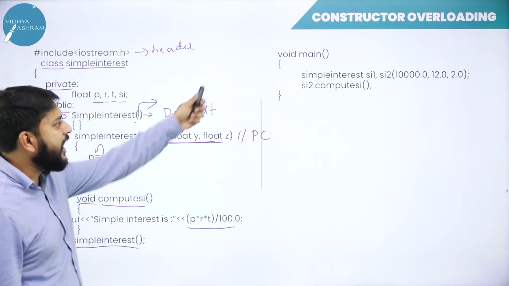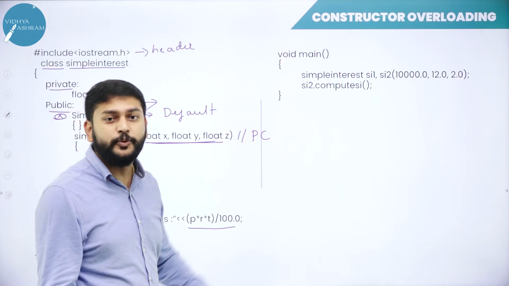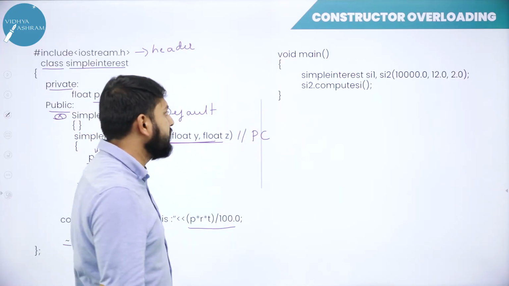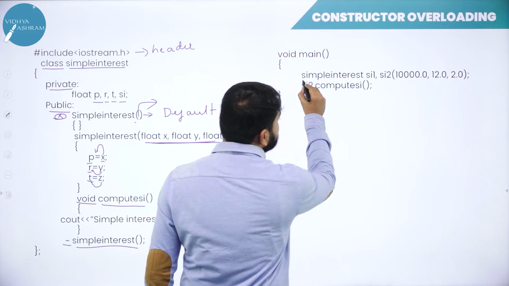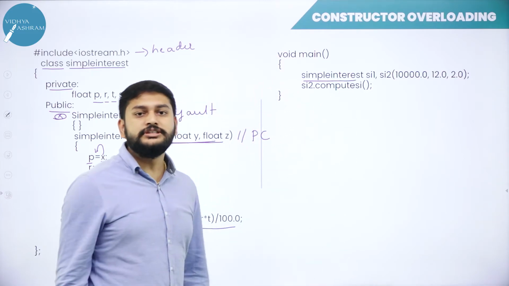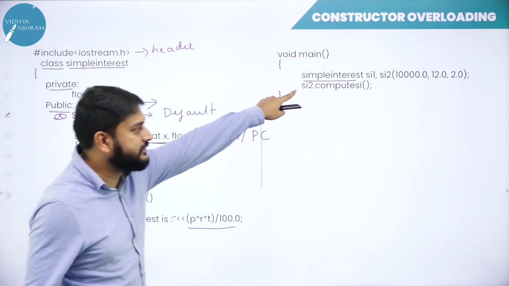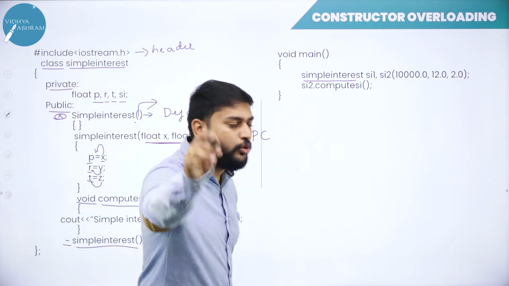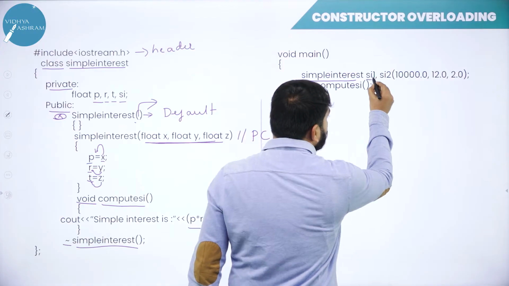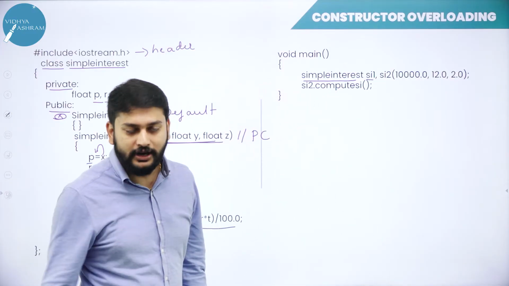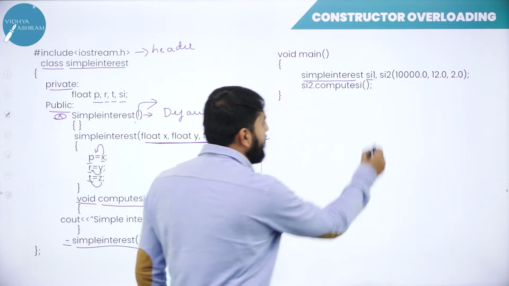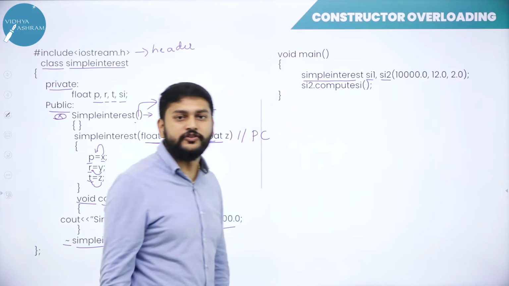So my dear students, I have the void main. My execution of the program will start here, as I told you in the previous classes. What is SimpleInterest? My dear students, SimpleInterest is a class name. So what is the class name? SimpleInterest. I have SimpleInterest here. So what is this? SI1. SI1 is the first object that I am creating for this class. SI2 is the second object that I am creating for this class.